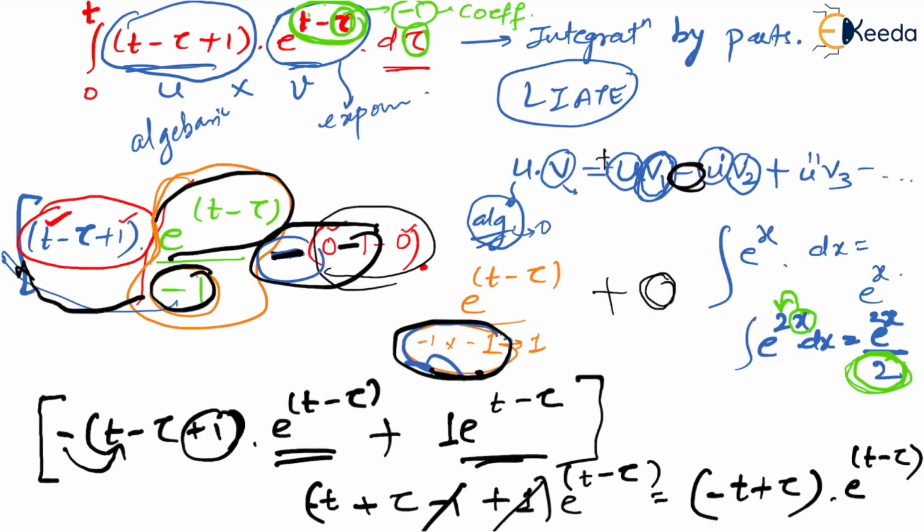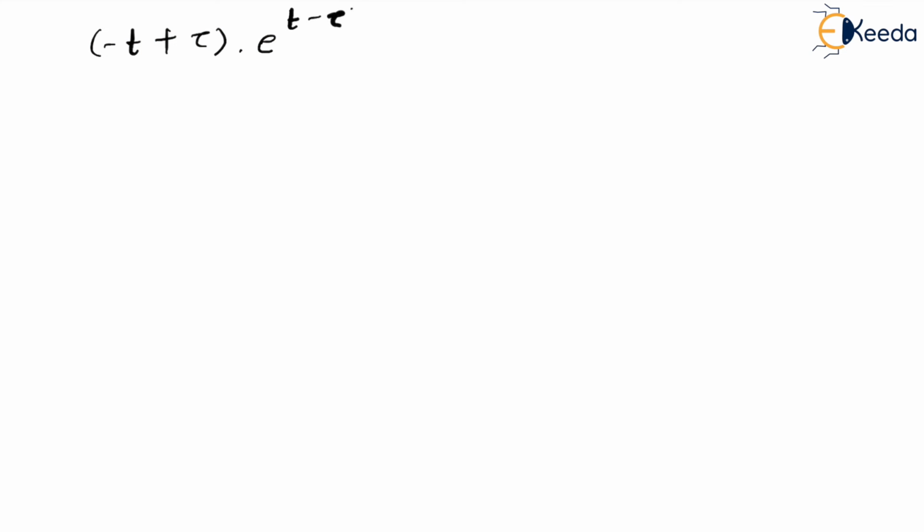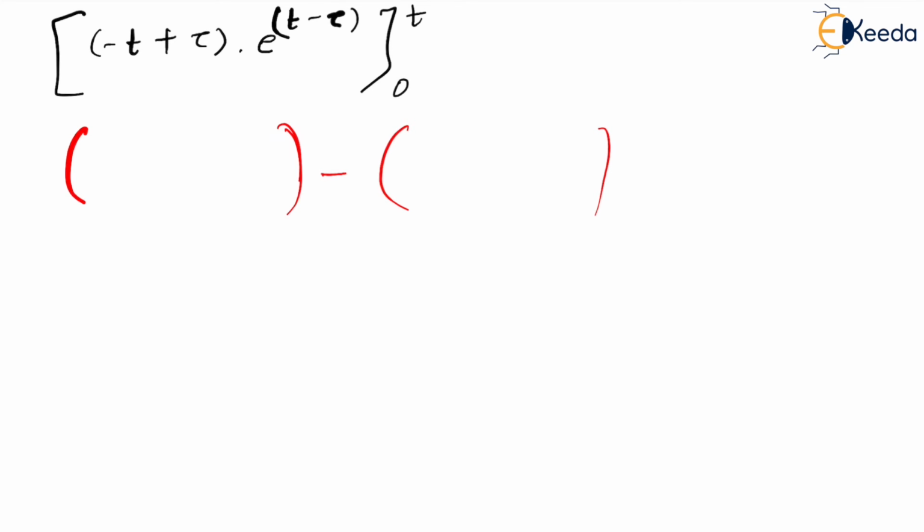Now let me apply the limits now. So it becomes minus t plus tau into e to the power t minus tau, right? If I apply the limits, what are the limits here? Limits are going to be 0 to t. By the way, remember one thing, I am going to apply the limits to what? To tau, because tau is the variable. We have seen that. So in order to apply limits, we first put upper limit minus lower limit. This is always the shortcut. We have seen that previously as well. So if this is the shortcut, here you please put the upper limit and here you please put the lower limit. What is the upper limit? Upper limit is t. So here you have to put t and here you have to put 0.